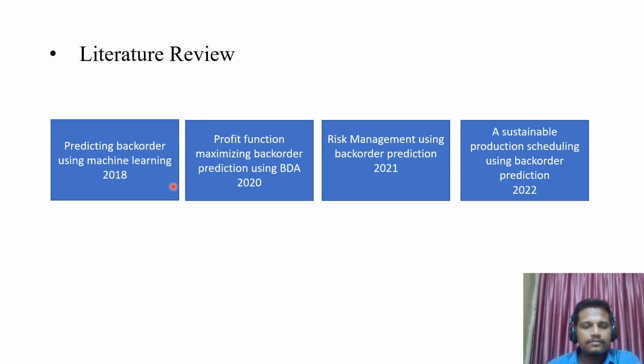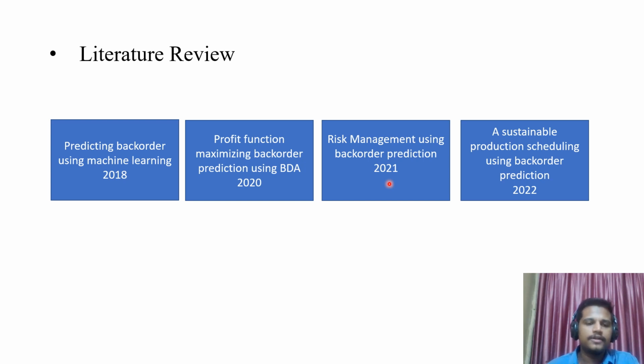Following that, in 2020, the researchers did develop some empirical formula. They associated a profit function to the backorder prediction model, and through that and using big data analytics, they did the backorder production prediction. Following that, in 2021, the researchers tried to manage the risk. By risk, I mean risk associated to the inventory management by backorder production prediction.